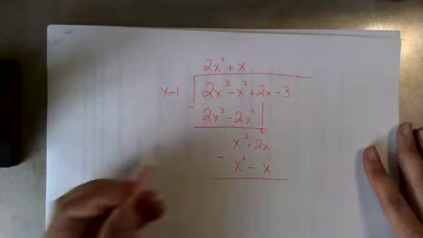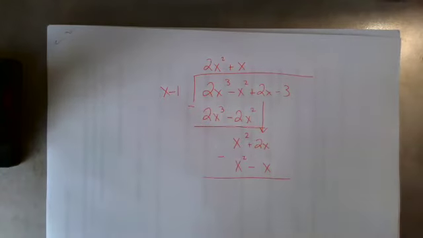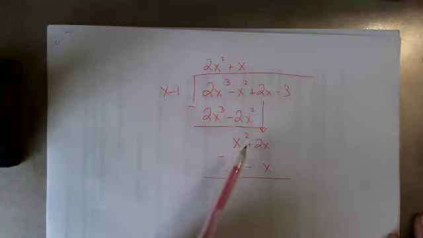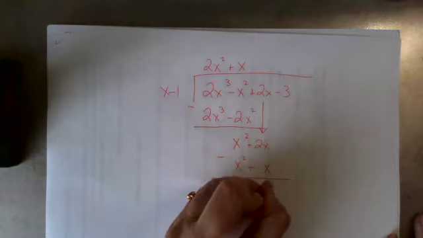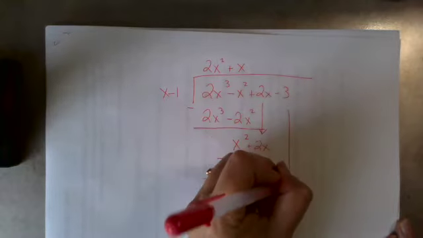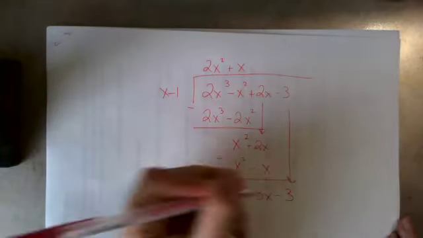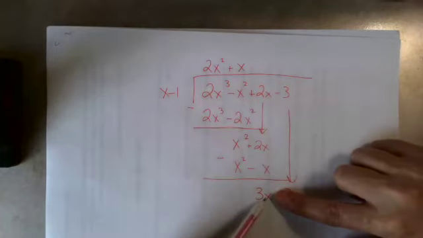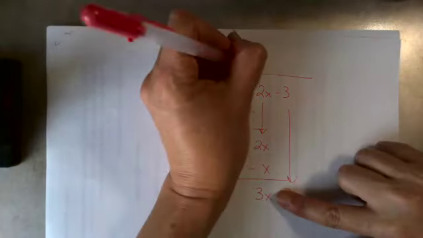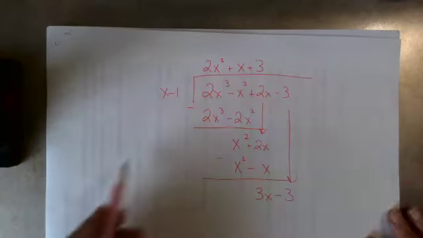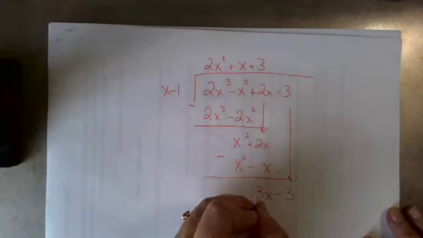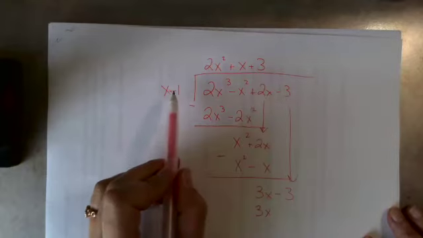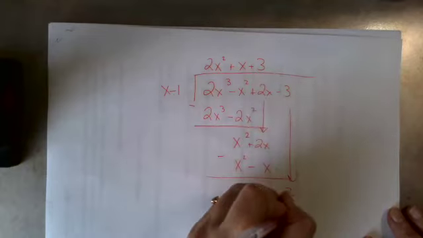I subtract. X squared minus x squared is 0 because I made it that way. 2x minus x, so that's 2x plus x. That gets me a 3x. And now I bring down my final term and I do it again. X times what is going to get me my 3x? Well, times a 3. I distribute through. 3 times x gets me 3x. 3 times minus 1 gets me minus 3.